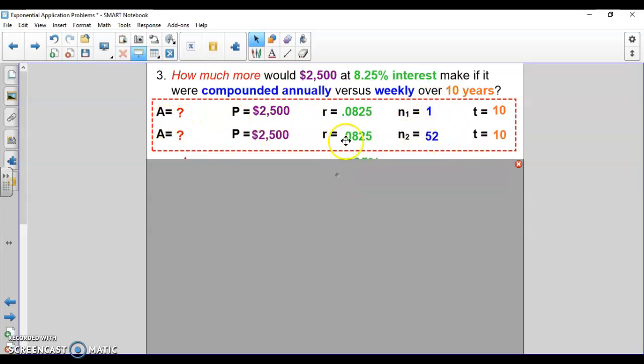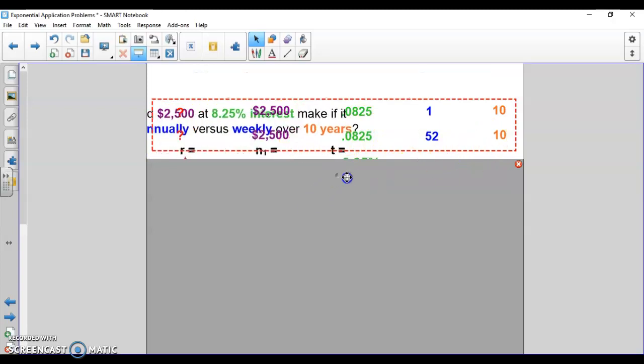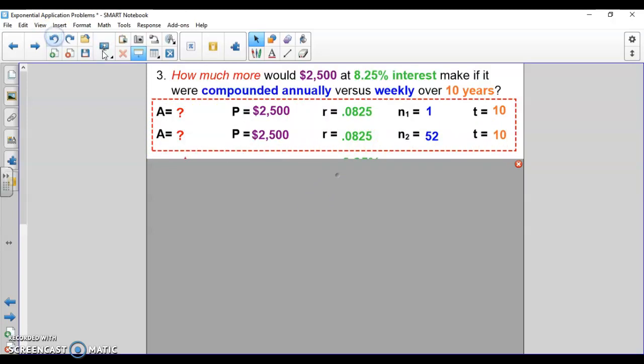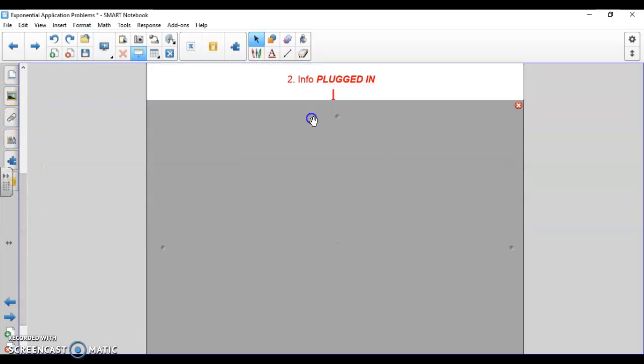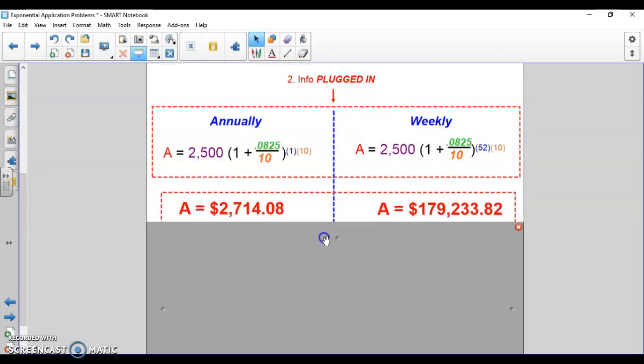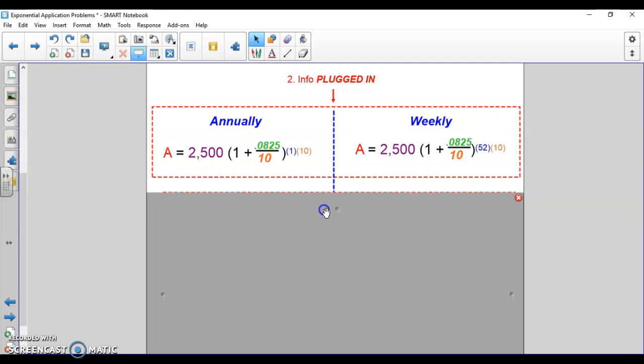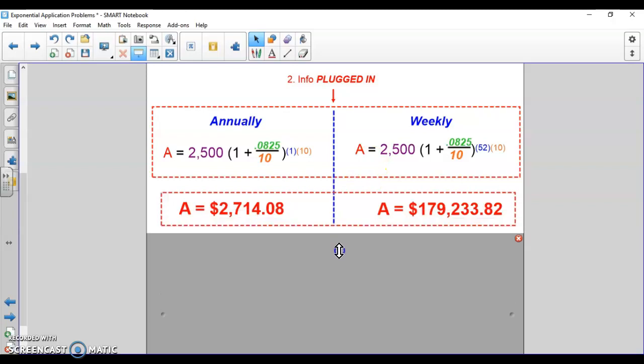Everything else remains the same. You notice the copy of the information down. All right, I didn't mean to move all that. Now, info pulled out, same thing. Info plugged in, I need to be seeing 2 bits of information plugged in. One for annually, one for weekly. So I should see 2 different formulas. They'll be very similar, but I need to see 2 formulas. That means I get 2 answers here.